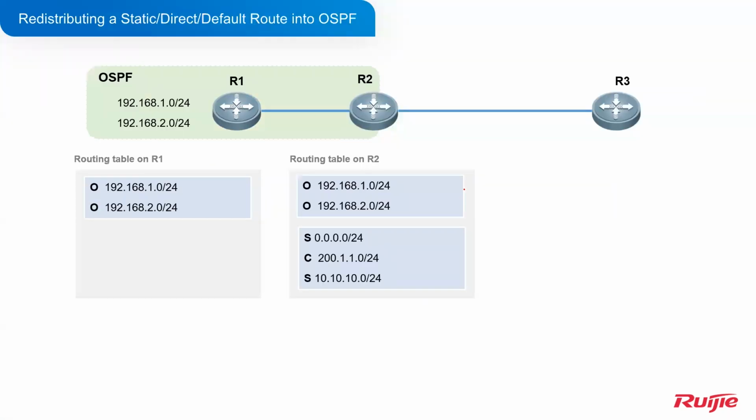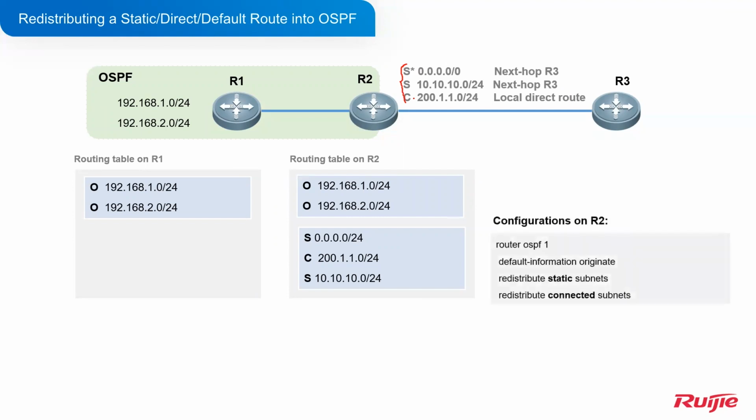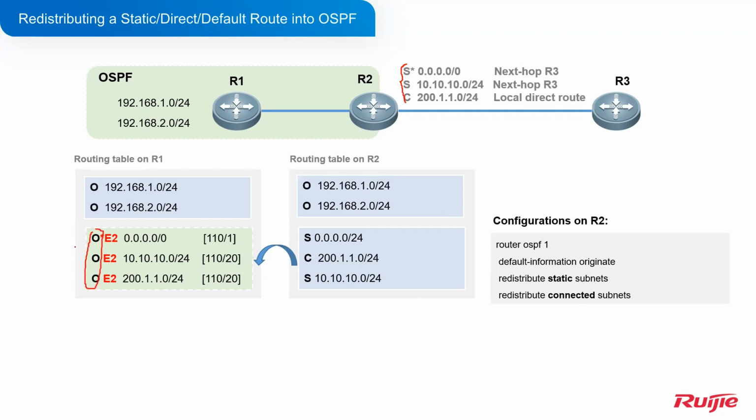And next case, on R2, it has a static route and directly connected routes. So if we want to redistribute these routes into OSPF, firstly, let's see the configuration. Router ospf 1, default-information originate, redistribute static subnets, redistribute connected subnets. After using these commands, the result is like this. All these three routes have been redistributed into OSPF and they become OSPF routes.